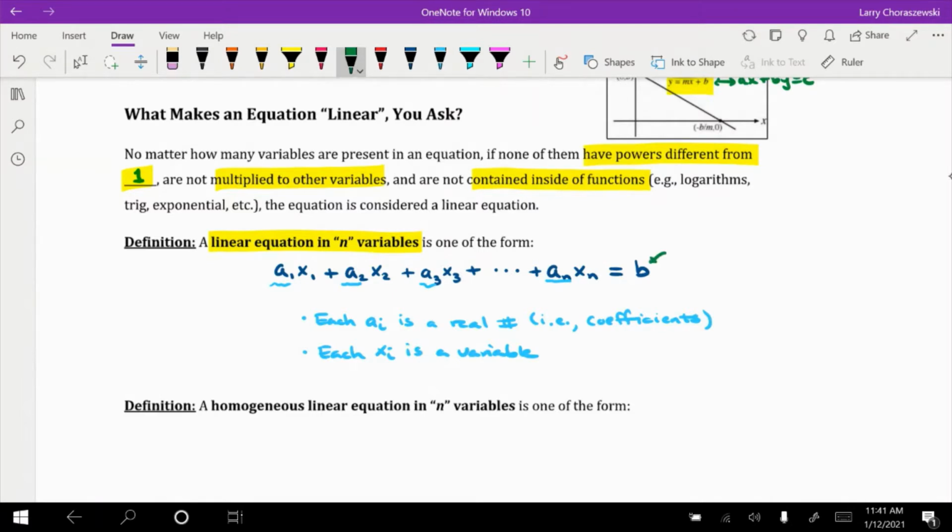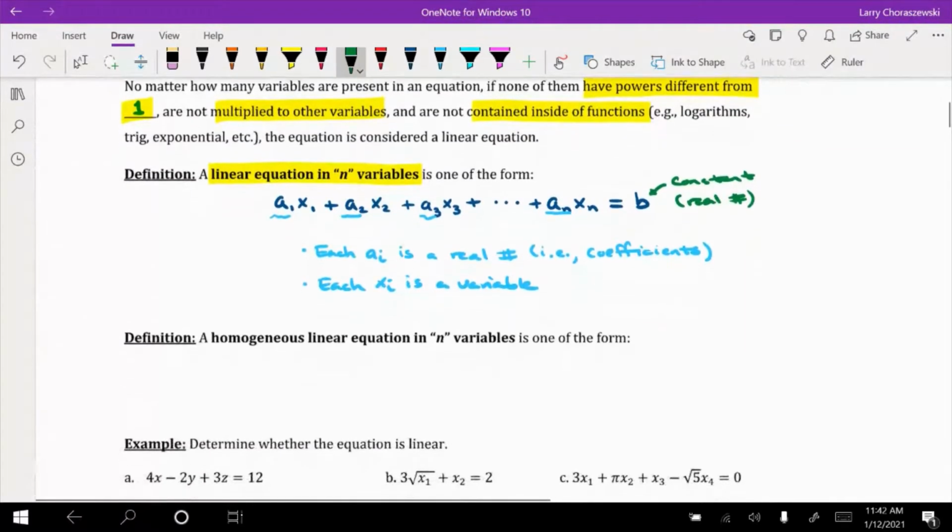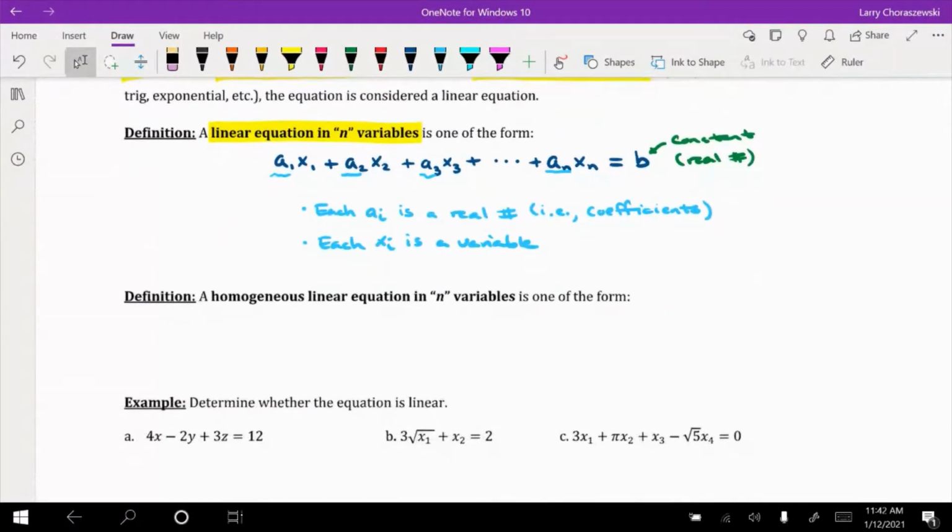Now b is a constant. In other words, it's also a real number. Okay, but it's not a coefficient because it's not in front of a variable, right? So I'll basically be saying numbers that are on the right-hand side like that, they're constants. Now, there's kind of a special case of a linear equation in n variables, and that has to do with a particular value of the constant term b.